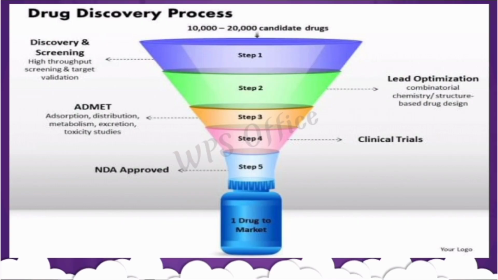And the drug discovery process includes the first stage known as discovery and screening, and the second step, lead optimization, in which the drug is converted into a lead, and it undergoes pharmacodynamics, pharmacokinetics and clinical trials after NDA approval.